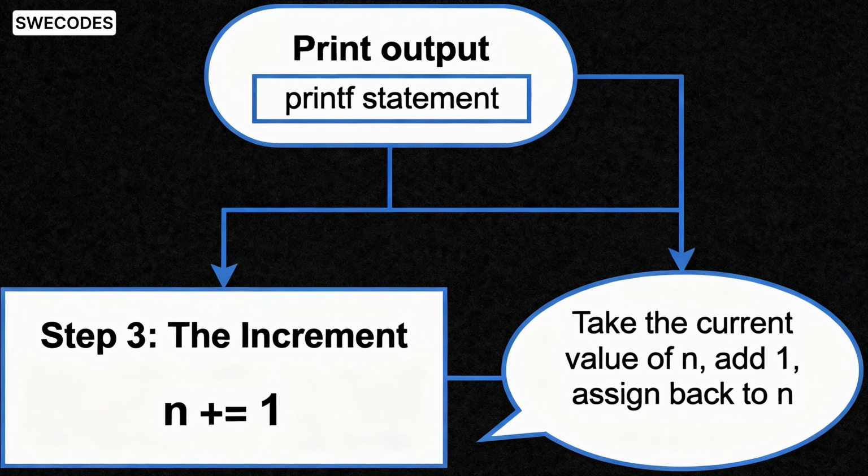Step 3, the increment. The third part, n plus equals 1, is the increment. This statement runs after each pass through the loop. So, after we run our printf statement, the program executes this increment. By the way, n plus equals 1 is just a professional shorthand. It means take the current value of n, add 1 to it, and assign the result back to n. It's the engine that drives the loop forward.